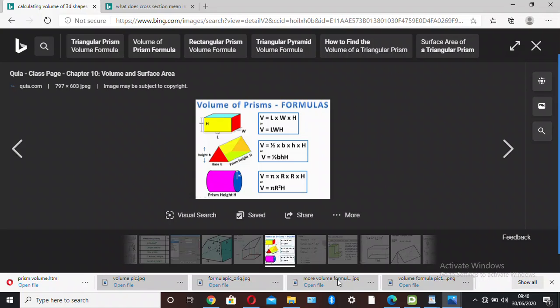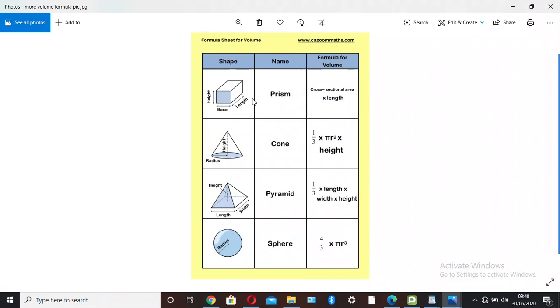Okay, so let's look at further examples. Look at this. This shape is called a prism. What's the formula for finding the volume of the prism? Cross-sectional area times length. Where is the cross-sectional area?